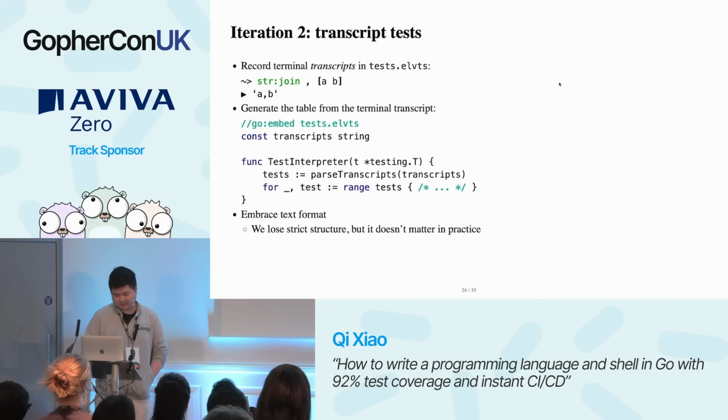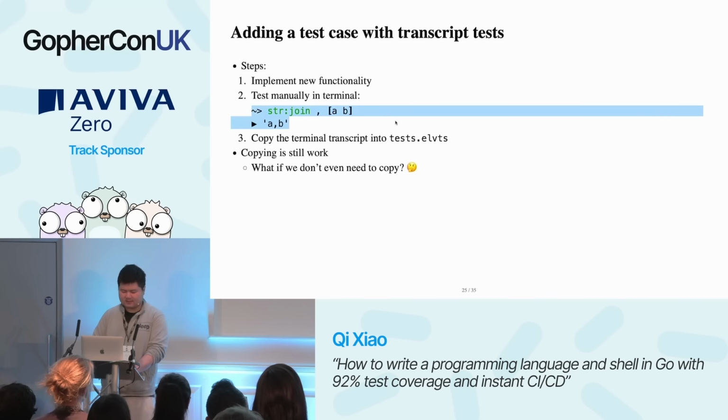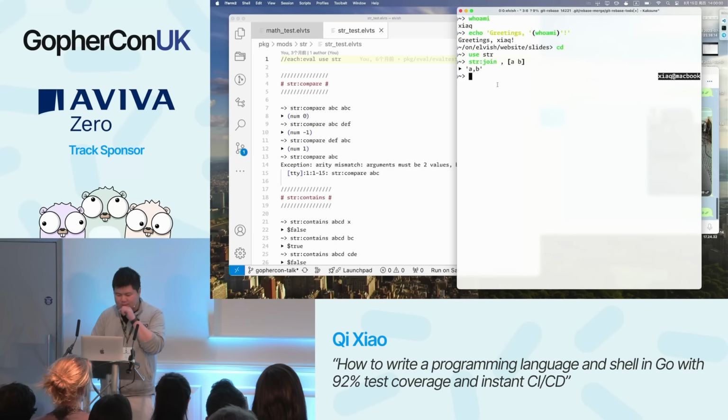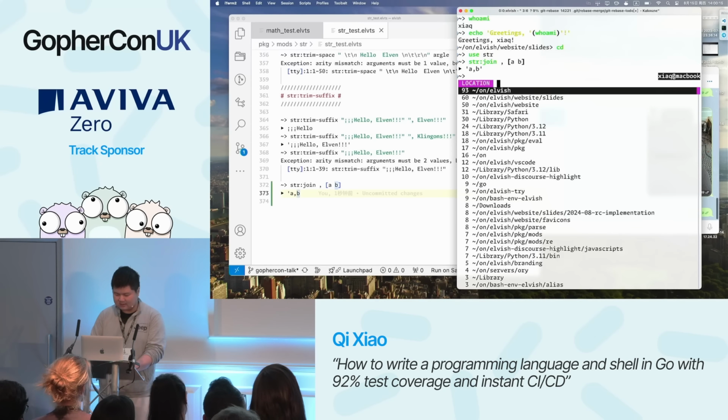All right, so this is sort of how it works today. You would implement new functionality, and then you would test it manually in the terminal, and then you would copy the terminal transcripts into a test. Let me do a quick demo on this. Just to make the point, I've actually tried to make a mistake when I copy the test. So let's say this is a new test that we're adding, and when I copied, I left something out, so that we can actually see the test failure.